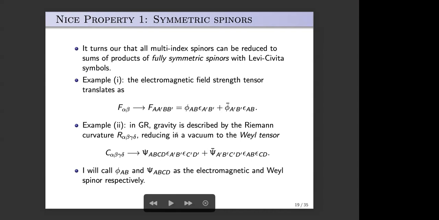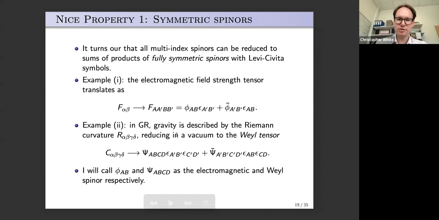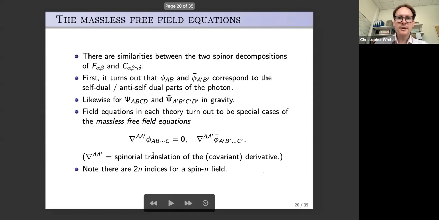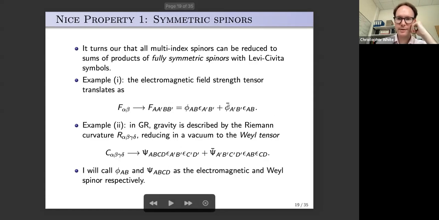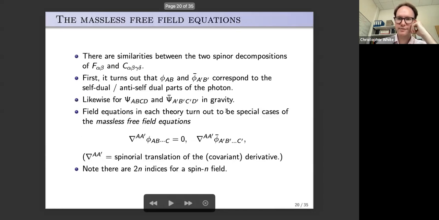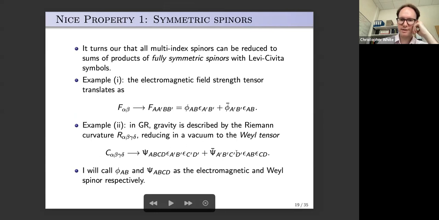Okay, so likewise in GR, if we're in a vacuum, which is what we'll consider, the Riemann curvature will reduce to the Weyl tensor. And again, that splits into two parts. So I will call them the electromagnetic spinor and the Weyl spinor respectively. Now, what we see is that there are similarities between the two spinor decompositions of F and C. It turns out, first of all, that these two parts correspond to the self-dual and the anti-self-dual parts of the photon, and likewise in gravity, it's the anti-self-dual and the self-dual degrees of freedom of the graviton.